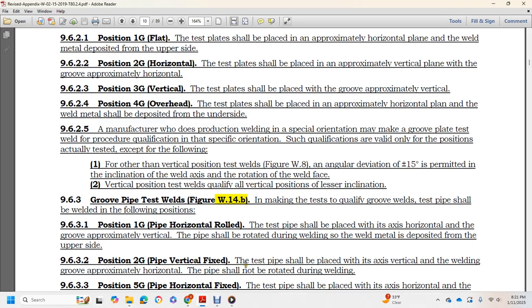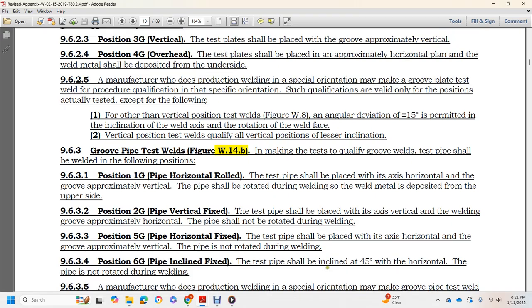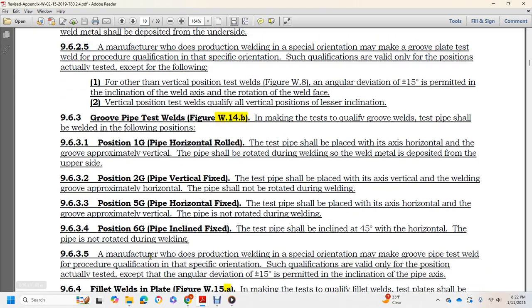Position 2G, pipe vertical, fixed. The test pipe should be placed with the axis vertical and the welding groove approximately horizontal. The pipe should not be rotated during welding. Position 5G, pipe horizontal, fixed. The test pipe should be placed with the axis horizontal and the groove approximately vertical. The pipe is not rotated during welding. Position 6G, pipe inclined, fixed. The test pipe should be inclined at 45 degrees to the horizontal, and the pipe is not rotated during welding.